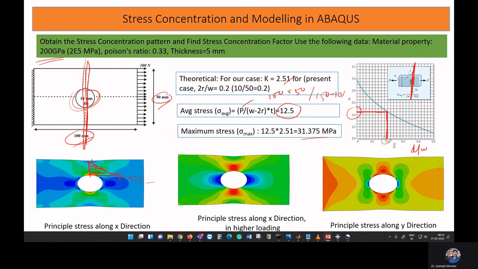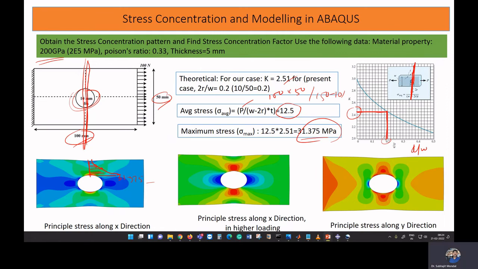So what we are going to do here is analyze a plate with a circular cutout and see how much maximum stress comes. Theoretically, this much stress should occur, and we will see how much stress comes as per our numerical model, and we'll also try to find the stress concentration factor.